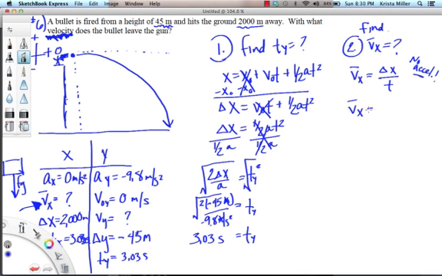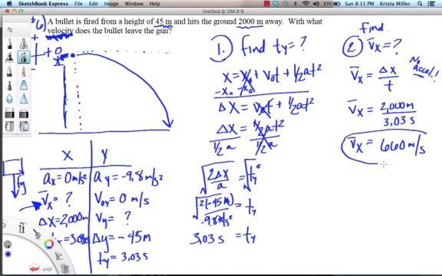So the average velocity in the x equals delta x, which is 2,000 meters, how far the bullet went in the x direction, over how long it took to get there, that's 3.03 seconds. So you should get the average velocity in the x direction as 660 meters per second. And if you think about that, it's a really high number, but we are talking about a bullet leaving the barrel of a gun. So that's not that ridiculous.